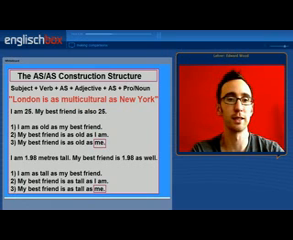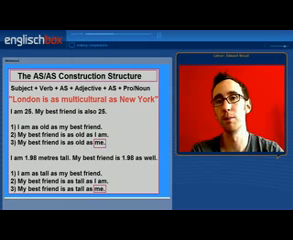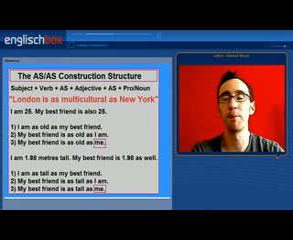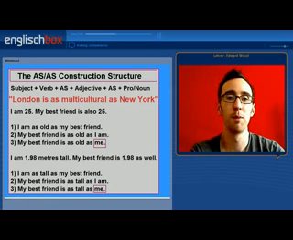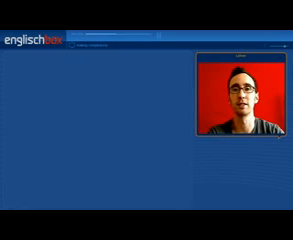So let's look at the second example. I am 1.98 m and my best friend is also 1.98 m. We're very similar. I am as tall as my best friend, my best friend is as tall as I am, or my best friend is as tall as me.